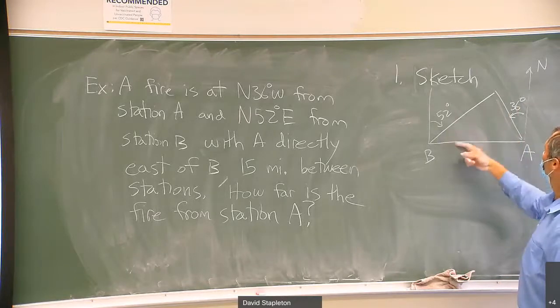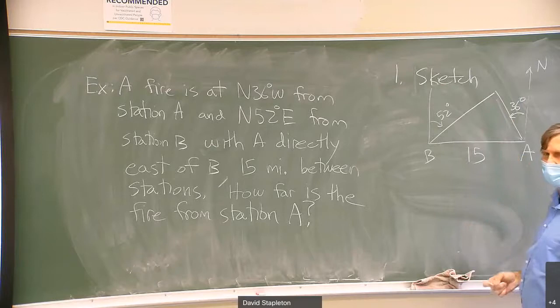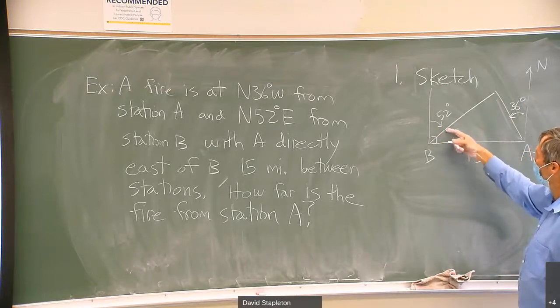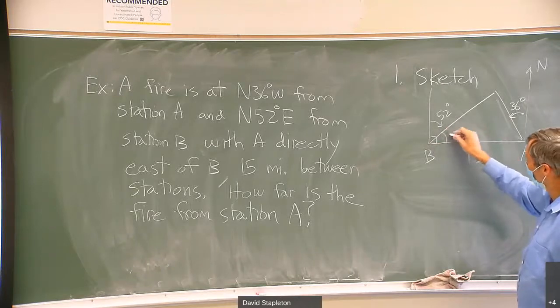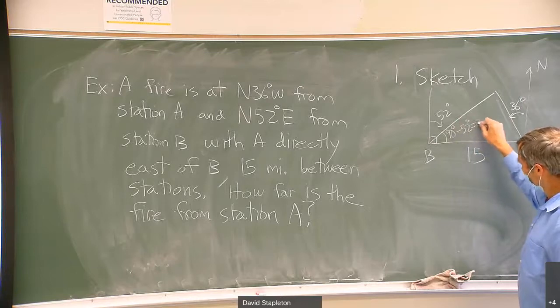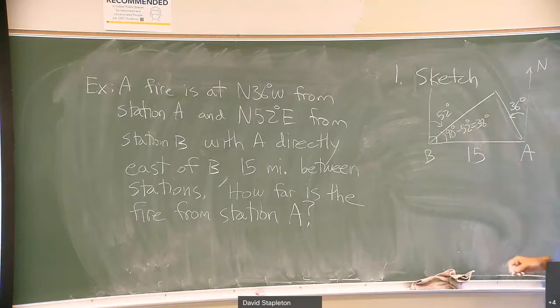What do I have? Well, I only have one measure, and the triangle is 15. So here's where the picture shines, right? Since east and north are 90 degrees apart, these are complementary angles. This one must be 90 minus 52 is 38 degrees. Here's why you want to draw the pictures to figure this kind of stuff out. This is 36 degrees here, and these two are complementary, add up to 90 degrees. So this one must be 54 degrees, right? So these add up to 90.